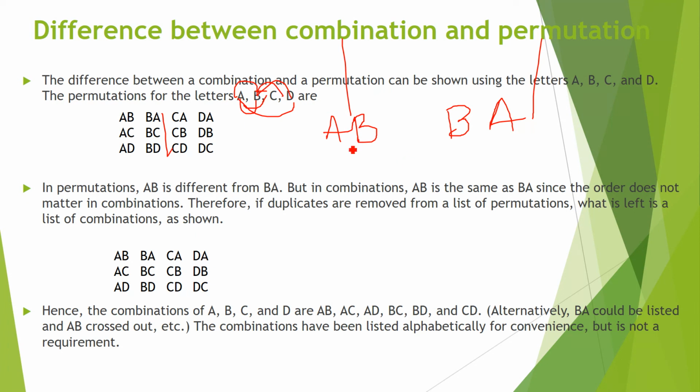But in combination, AB and BA are both the same. So we cross out BA, as it is not a new combination. Similarly, AC and CA are both the same. This is the same, same, same, and then BC and CB. So in combination, order is not required. Simply you can say, when you cross out the duplication from the permutation, you get the combination. So this is the difference between combination and permutation. In permutation, order is important. In combination, order is not important. From the permutation, if you delete the duplication, the remaining is called the combination.